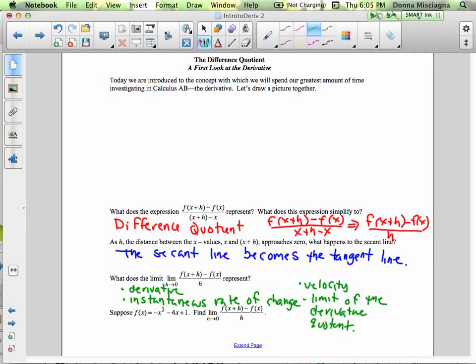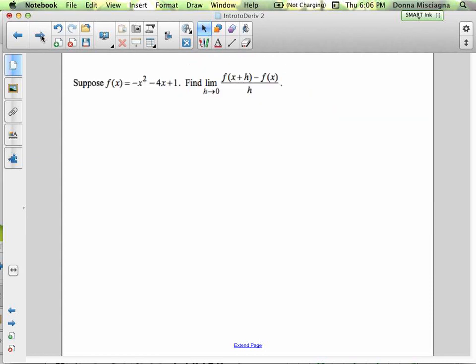And so we're going to do a problem on the next page, because I don't have enough room on this page. But it's on the same page as you're looking right now. And it's this problem right here. Suppose f of x equals negative x squared minus 4x plus 1. We want to find the limit as h approaches 0 of f of x plus h minus f of x divided by h.